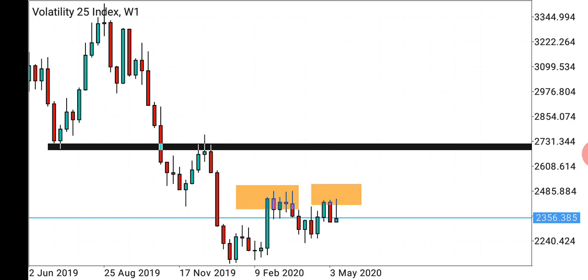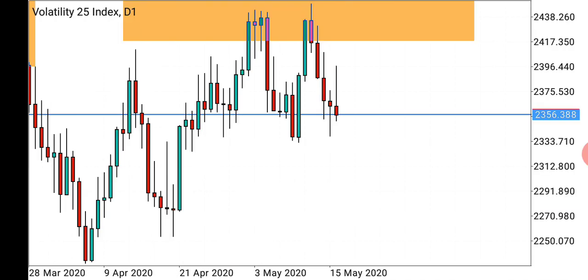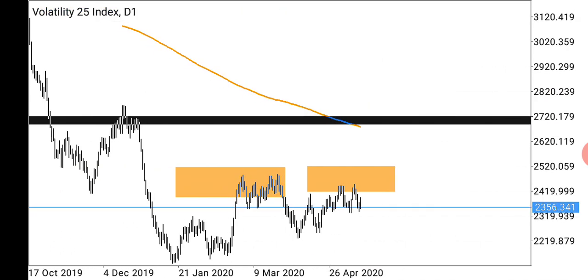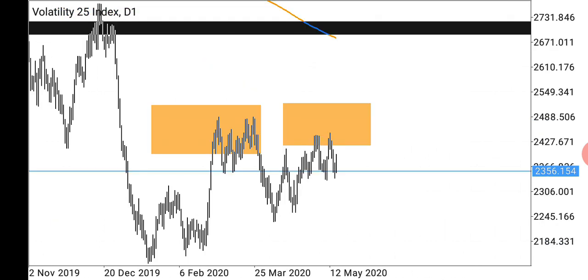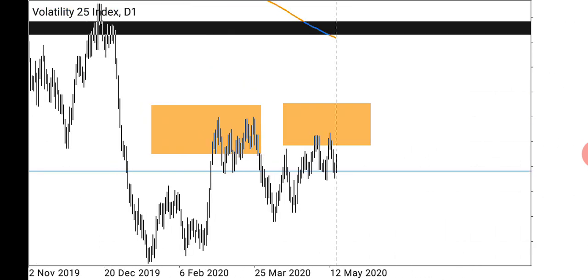So let's go to our daily time frame. So you can see the daily here. The daily is very bearish.